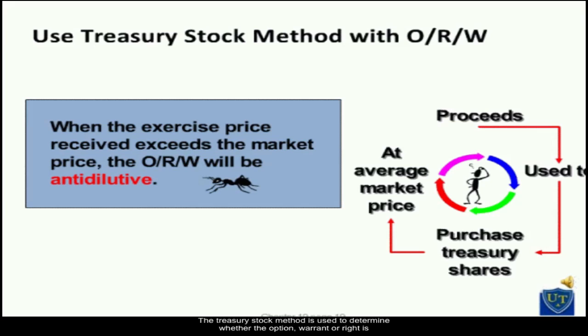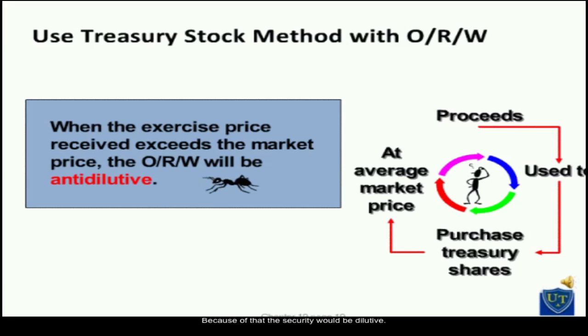The treasury stock method is used to determine whether the option, warrant, or right is potentially dilutive. The treasury stock method is going to make 2 assumptions. First one is that the cash proceeds from the exercise of the option, warrant, or right are used to purchase treasury stock. Second assumption is that that purchase of treasury stock is estimated at the average market price. What will happen is when the market price is more than the exercise price, the company will not be able to purchase as much stock as they would be issuing.